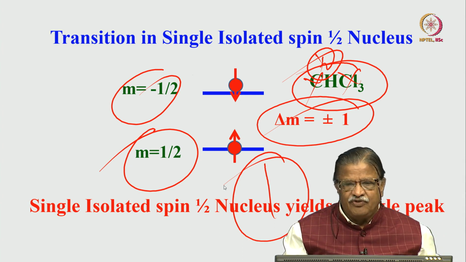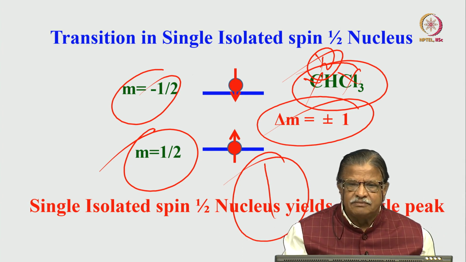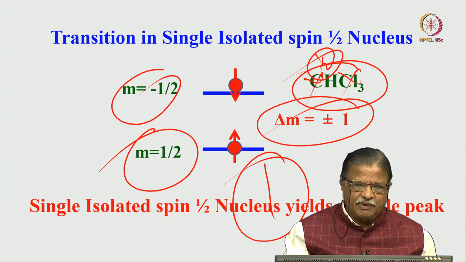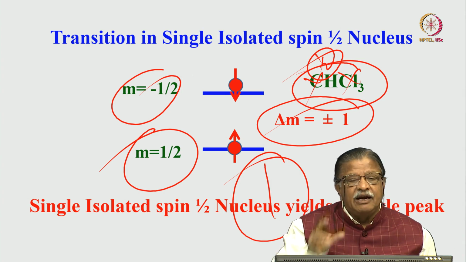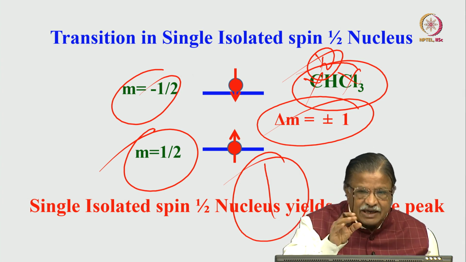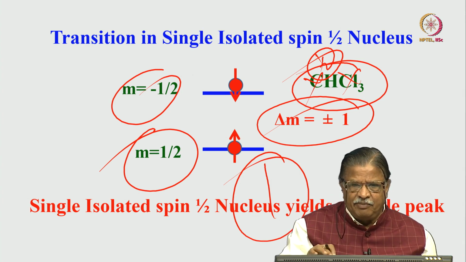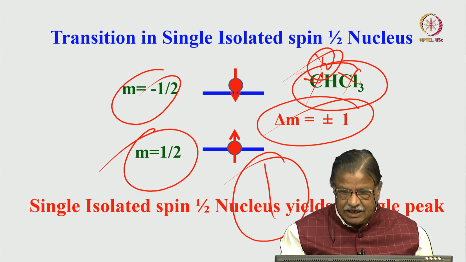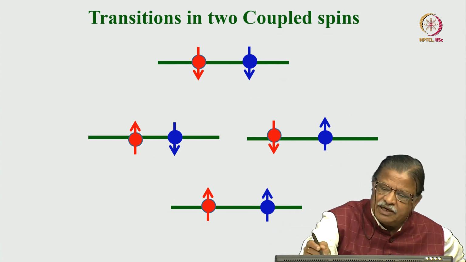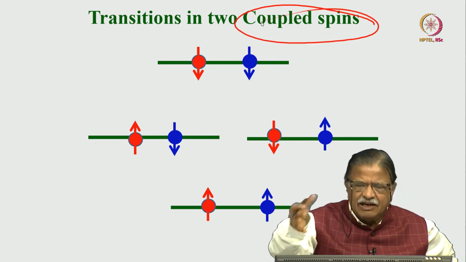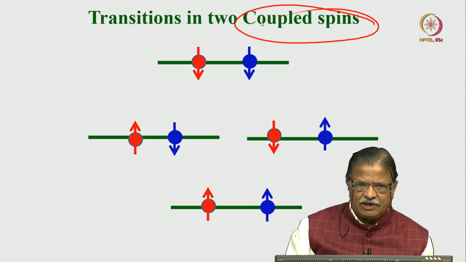Always, if you see the chloroform spectrum, the CHCl3 proton NMR spectrum, you will always find a single peak, because there is only one isolated spin. It has only 2 energy states, one transition is allowed, alpha to beta, beta to alpha, and gives us a single frequency. Now, consider 2 coupled spins. What is a coupled spin? What is a coupling? I will explain that when we go further, after 1 or 2 classes.